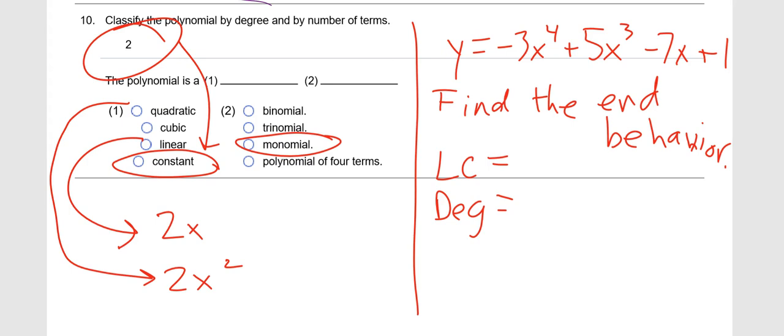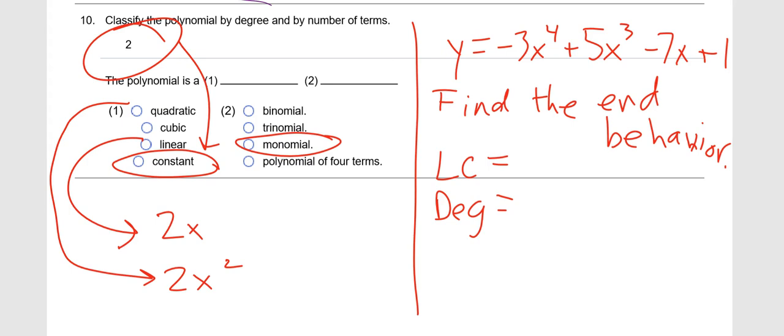I have to know what the right is, otherwise I'm saying the same as what. So you must decide the right behavior first. When we say negative 3, that's the leading coefficient. That tells me the right behavior.